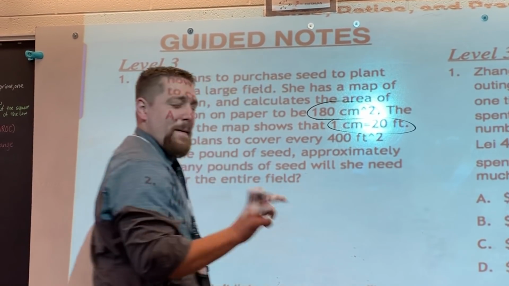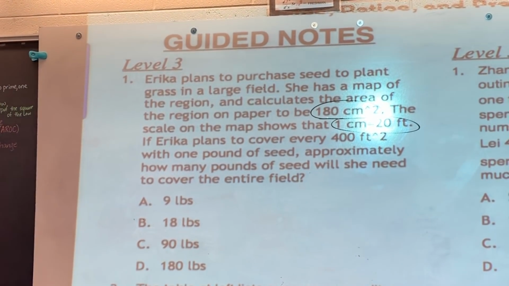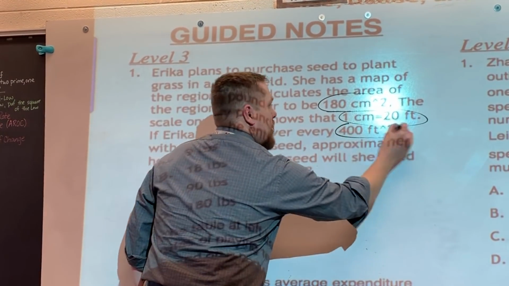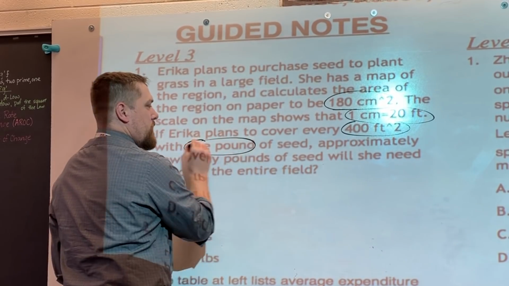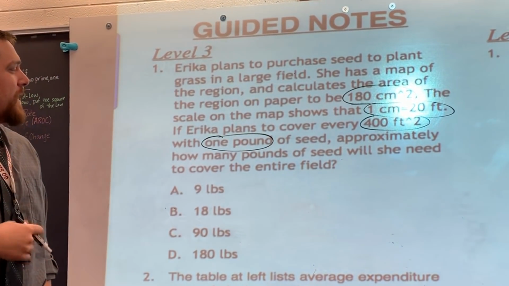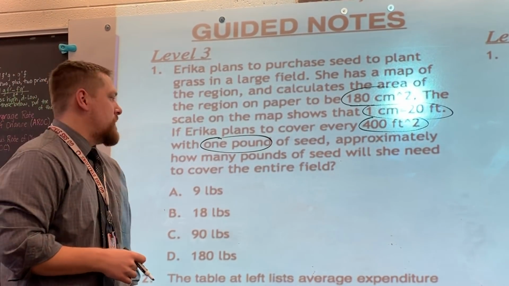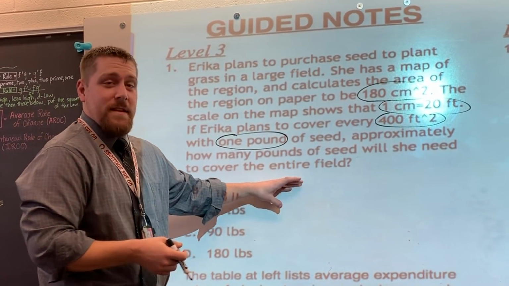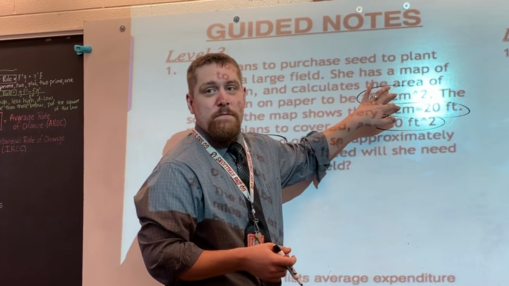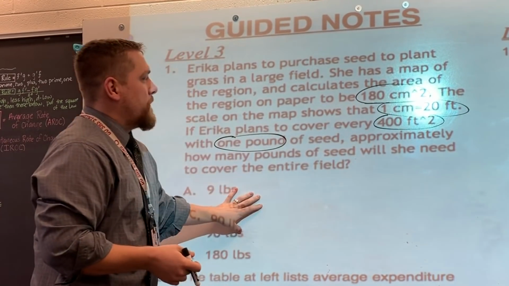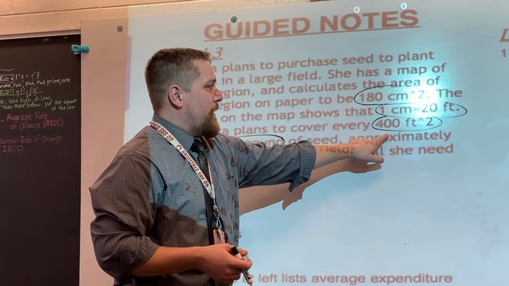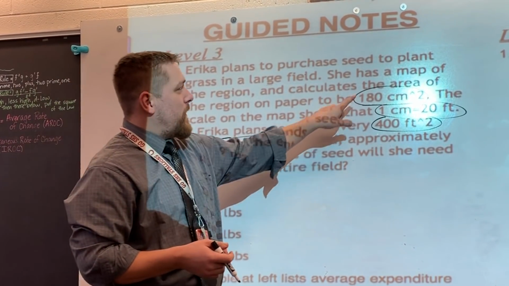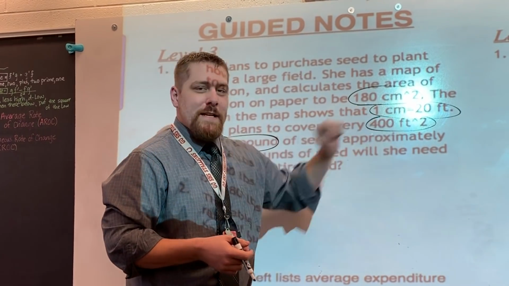If you ever look at a map, they got a little scale at the bottom. Erica plans to cover every 400 feet squared with 1 pound of seed. Approximately how many pounds of seed will she need to cover the entire field? Now, the important part here and the difficult part is keeping our units squared away. Our goal is to get to feet squared because feet squared tell us the number of pounds. So we first have to convert our centimeters squared into feet squared.